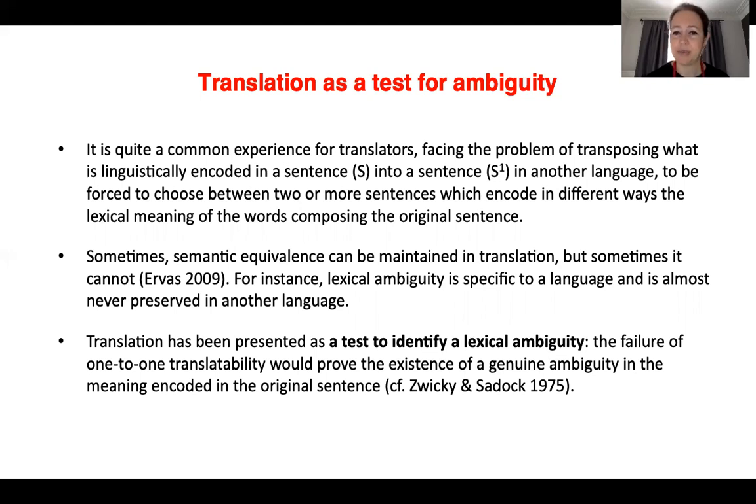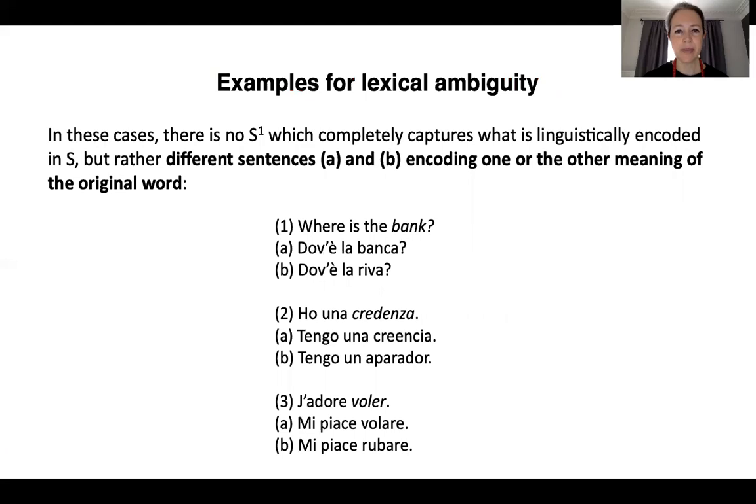For instance, lexical ambiguity is specific to a language and is almost never preserved in another language. Translation has been presented as a test to identify lexical ambiguity, because the failure of a one-to-one translatability would prove the existence of a genuine ambiguity in the meaning encoded in the original sentence. Just to give some examples, in these cases, there is no S prime sentence in the other language which completely captures what is linguistically encoded in the original sentence S, but rather there are different sentences, sentence type A or B, or even more sometimes, encoding one or the other meaning of the original word.